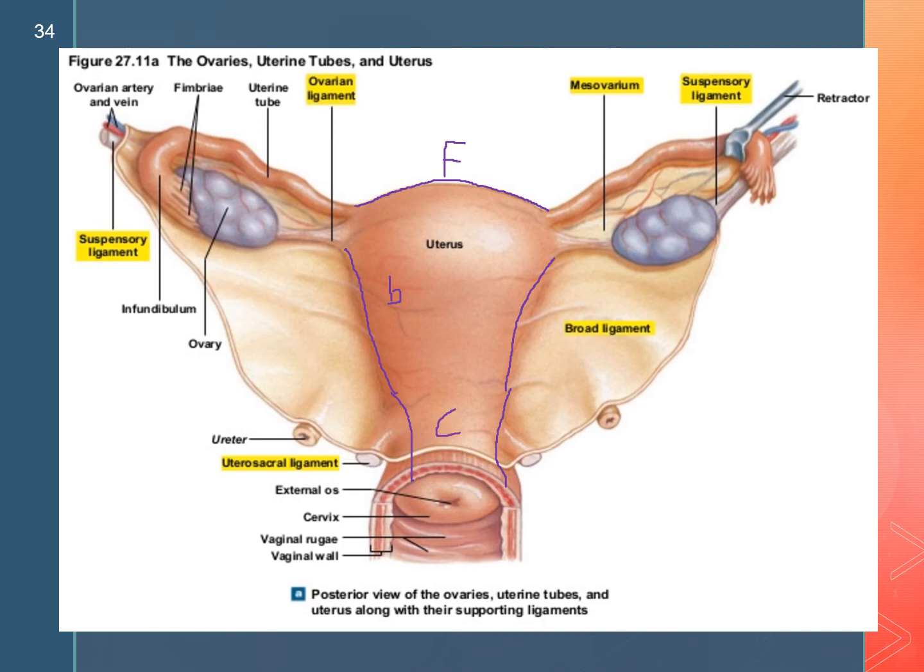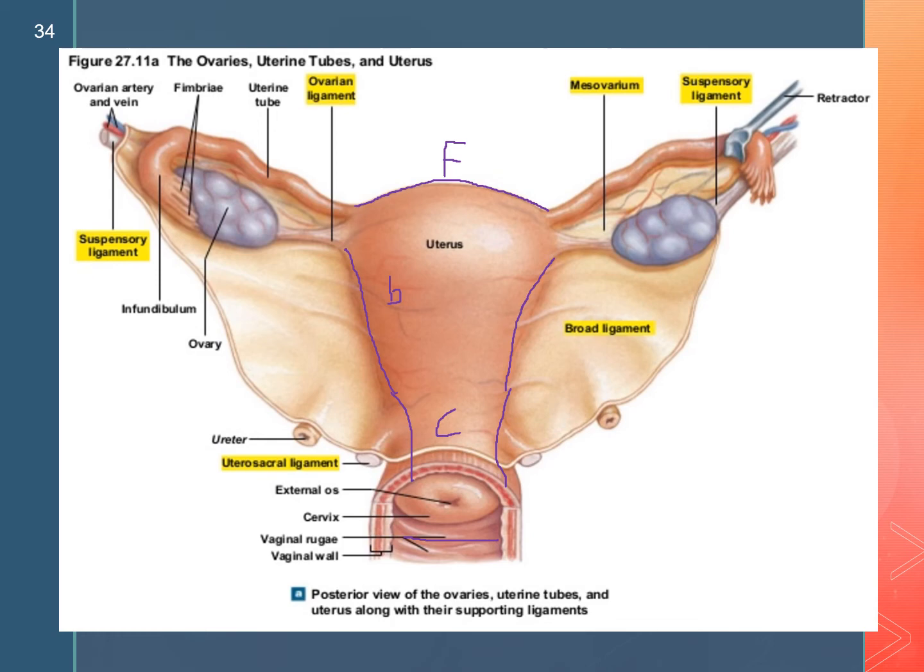Okay. And there's 2 openings to the cervix. There's an internal opening and this external opening. Openings are referred to as os, O-S, so there is an internal os and an external os of the cervix. And that cervix extends down into the vaginal canal. This is vagina here.